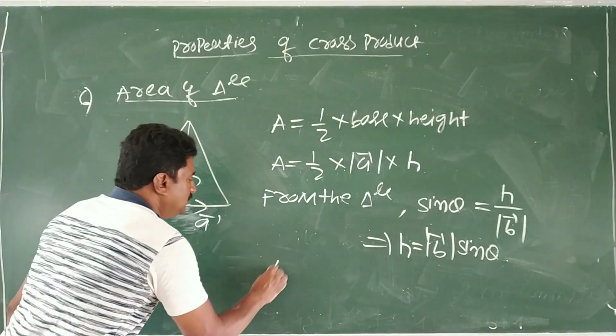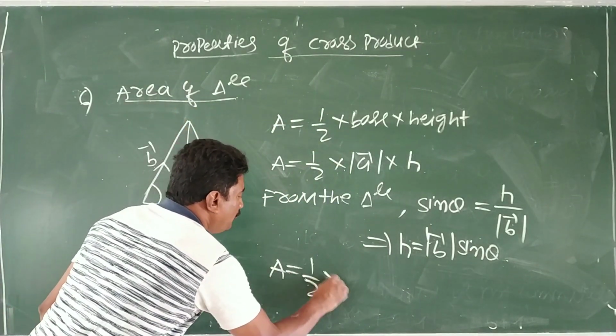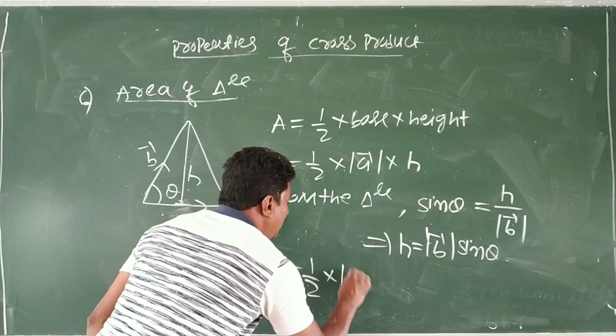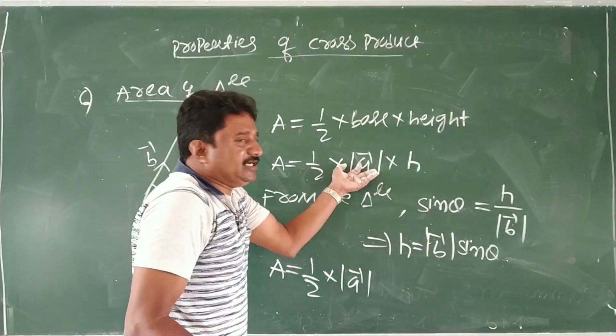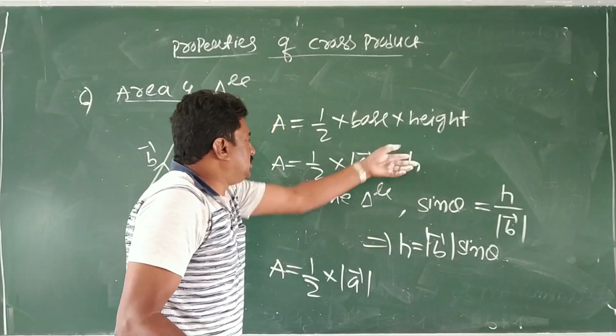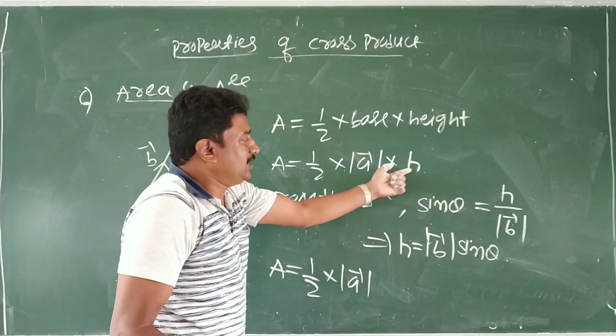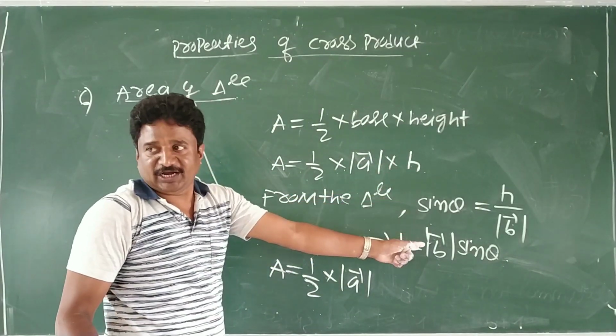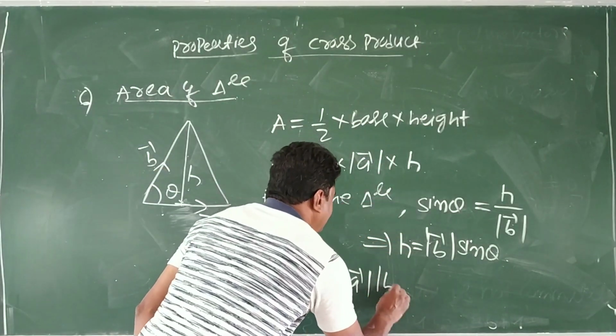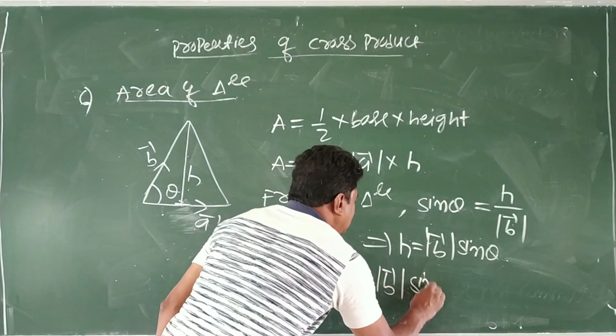Substitute in that. Area A is equal to half into length of A. Substitute in this equation length of A. Tell me the H value, the height: length of B into sin theta.